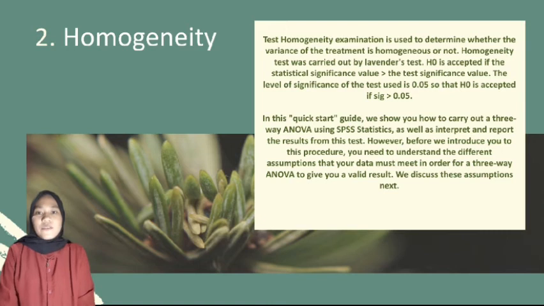The next is homogeneity. The homogeneity test is used to determine whether the variance of the treatment is homogeneous or not. The homogeneity test was carried out by Levene's test. H0 is accepted if the statistical significance is greater than the test significance. The level of significance of the test used is 0.05, so that H0 is accepted if the value is greater than 0.05.